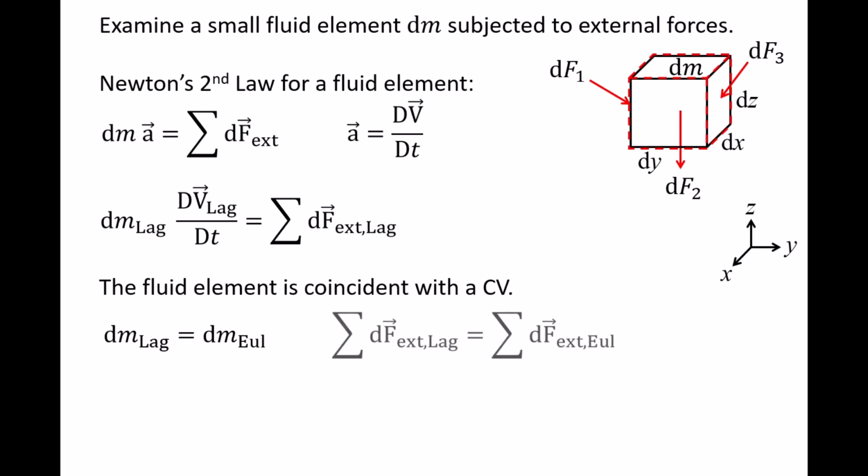Similarly, the external forces acting on the mass dm are the same forces acting on the mass inside the control volume. So the sum of external forces from the Lagrangian point of view is equal to the sum of external forces from the Eulerian point of view. We plug in the two Eulerian terms into Newton's second law, and the only term that is still Lagrangian is the acceleration dv dt.